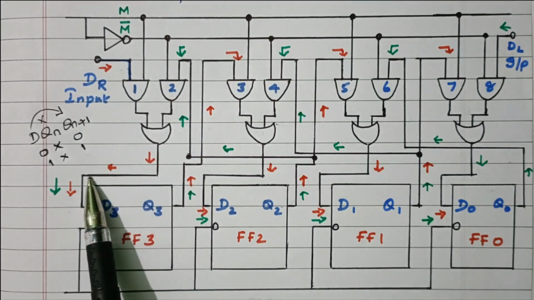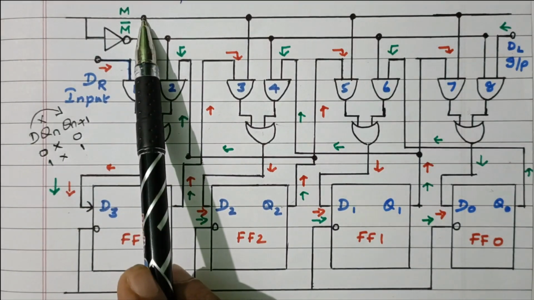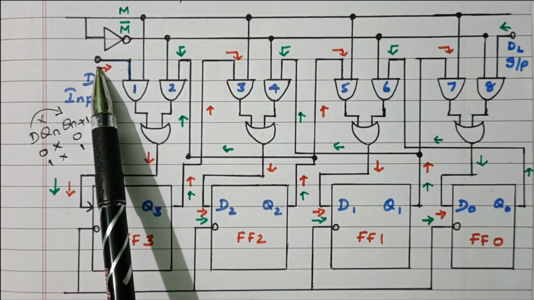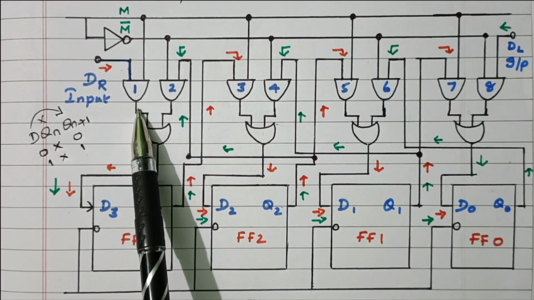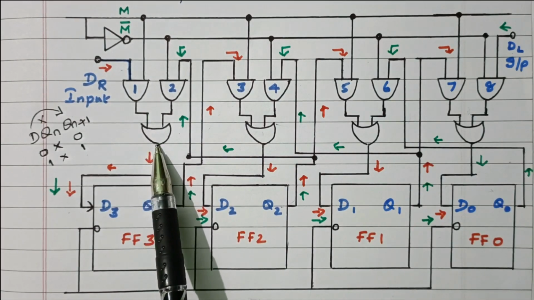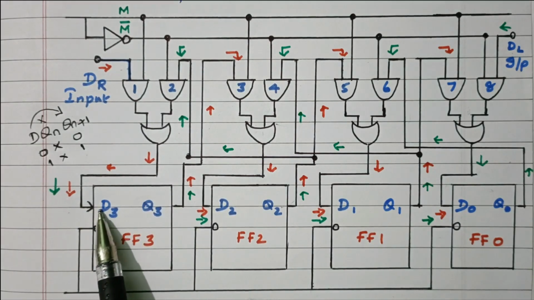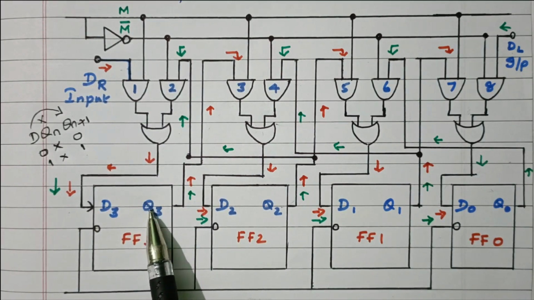So the data will be passed to the first flip flop, right? So the M is high level, so the AND gate 1 is activated. The data we need to shift right side is given to the AND gate 1. Based on the value, it goes to the OR gate, then the OR gate value goes to D. Either 0 or 1, that will pass to D3. The same thing will be available at the output of flip flop Q3.